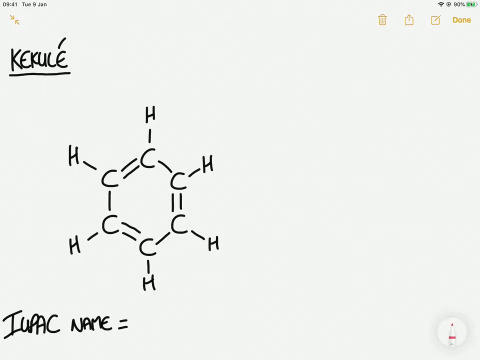So the name you should have arrived at should be something like cyclohexa-1,3,5-triene. So just to be clear about that, 6 carbon atoms in a cyclic arrangement, and we're saying that this is carbon 1, we're actually going in this direction, that's carbon 3, and that's carbon 5, and that makes that carbon 6. So we're naming the double bonds for the lowest number of the carbon that they're attached to, 1, 3, and 5.